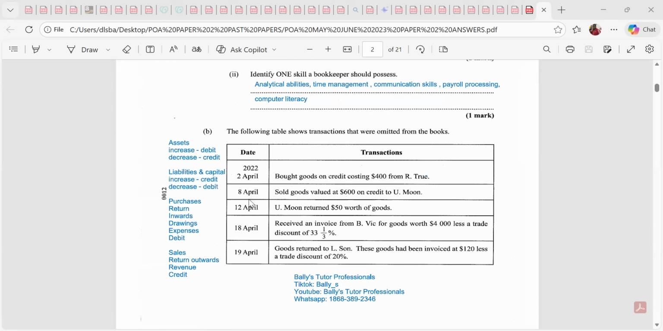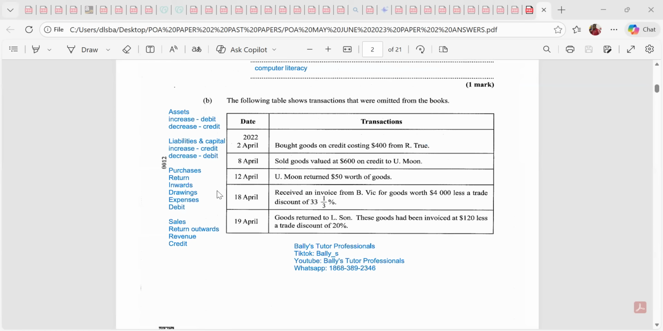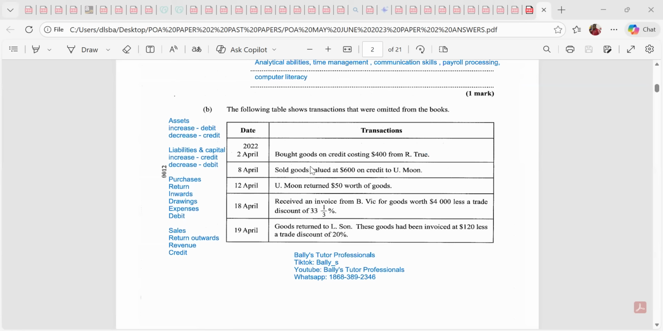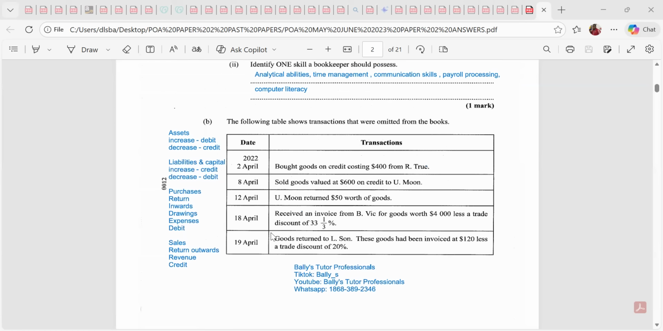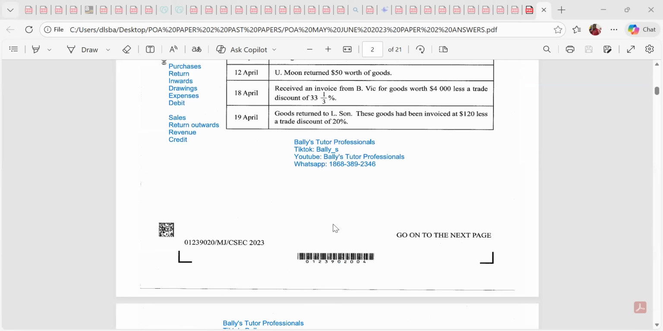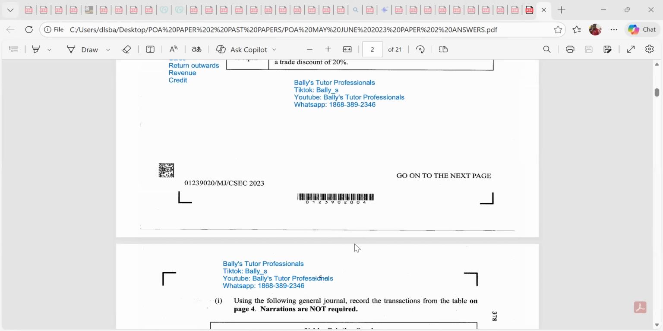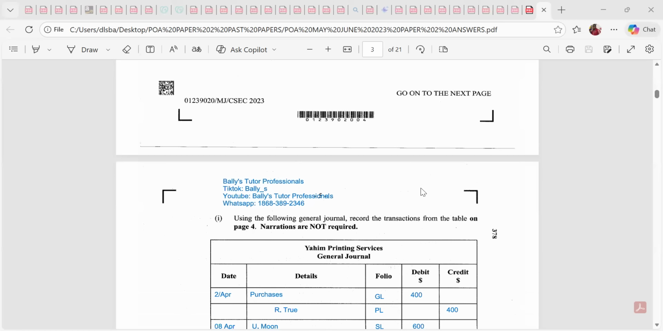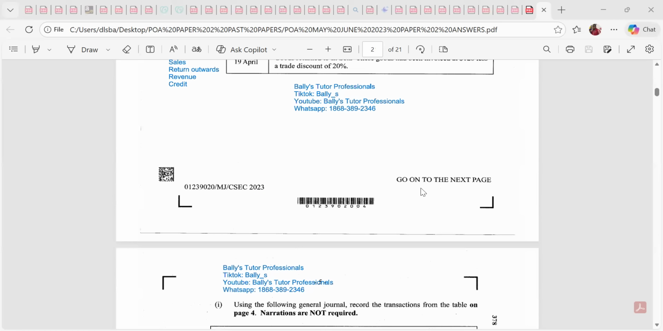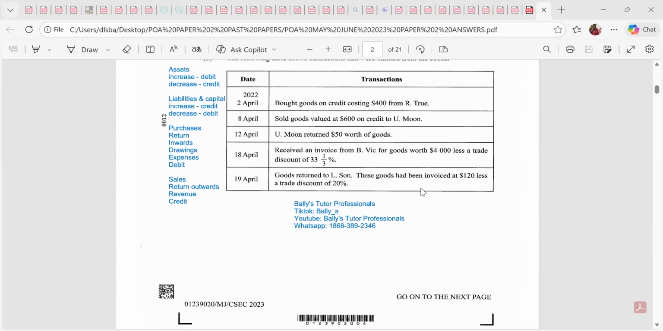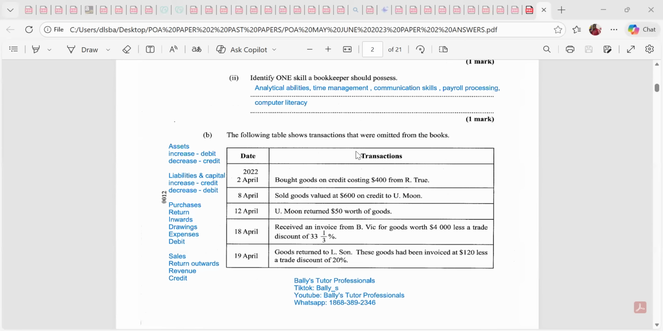Then they said the following table shows transactions that were omitted from the books. So it looks like they're going to want us to record these. Let's see what they're asking for. Using the following general journal, record the transactions from the table onto page 4. Narratives are not required.